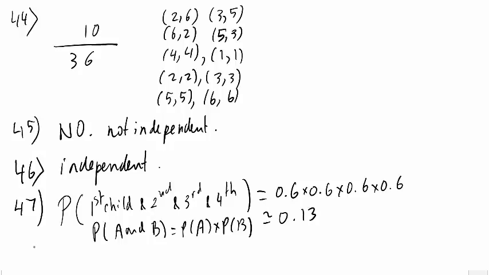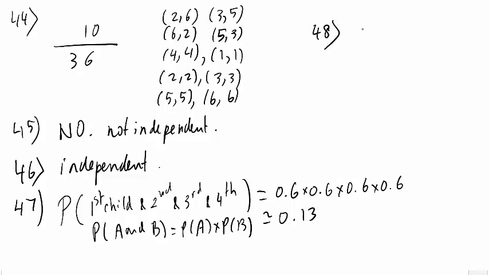Finally, we've got one more exercise. 48. Let's see what 48 says. You toss a fair coin 5 times. What's the probability of at least one head? Okay. At least one head is a little bit hard to figure out, because at least one head could be 1 head, 2 heads, 3 heads, 4 heads, or 5 heads.